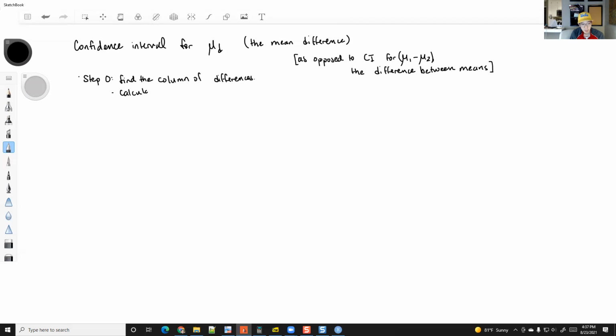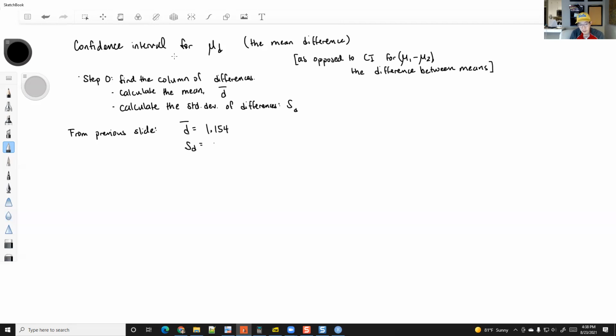And then calculate the mean, which we will denote D bar, and calculate the standard deviation of the differences, which we will denote S subscript D. Once you've done that, and we've actually already done this from the previous slide, we have the mean difference D bar equal to 1.154, and the standard deviation of differences is 0.629, and the number of differences is 8.